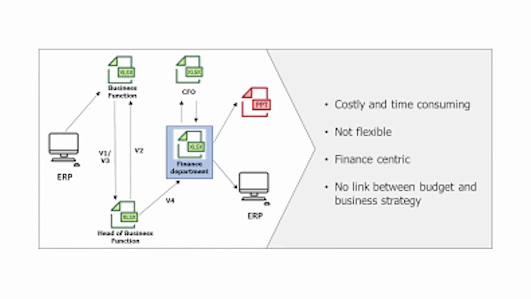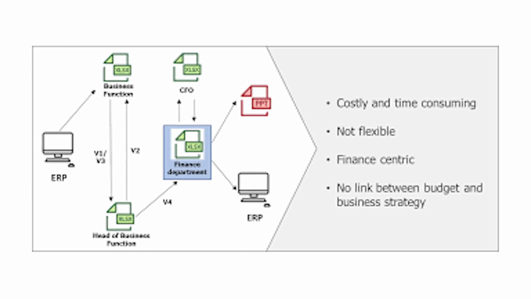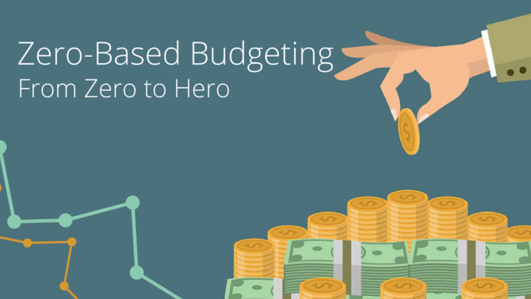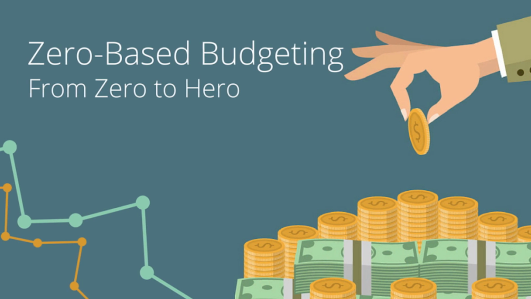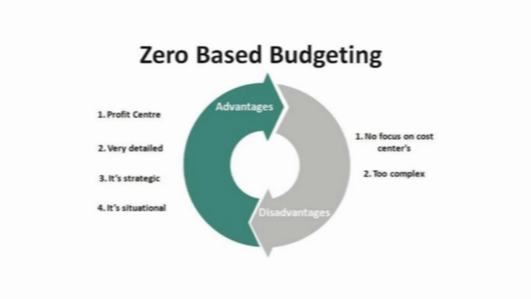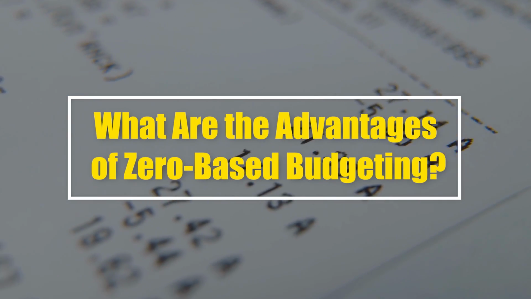Traditional budgeting may not allow cost drivers within departments to be identified. Zero-based budgeting is a more granular process that aims to identify and justify expenditures. However, zero-based budgeting is also more involved, so the costs of the process itself must be weighed against the savings it may identify. What are the advantages of zero-based budgeting?